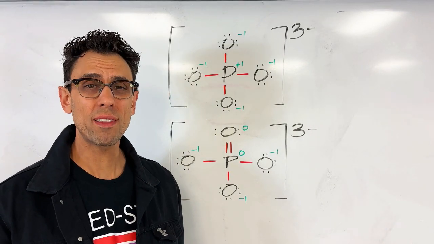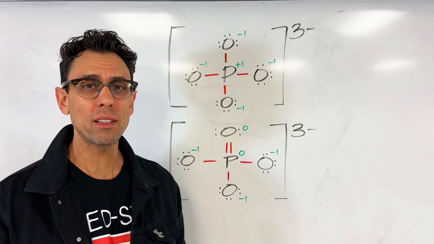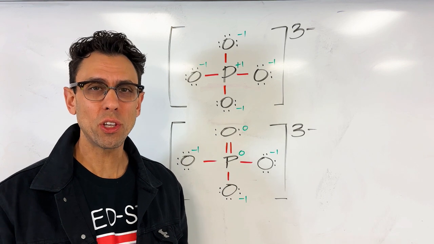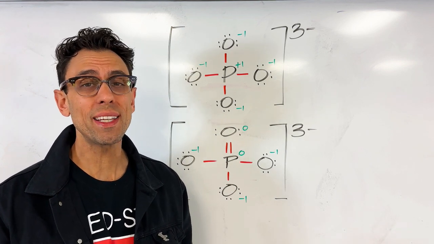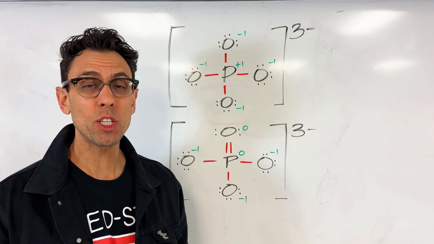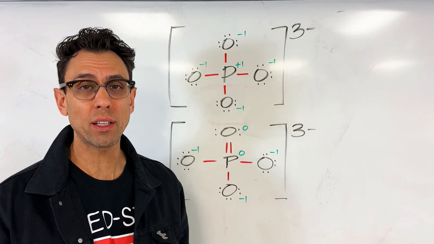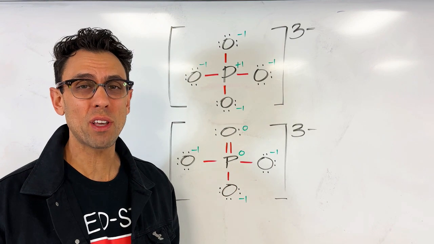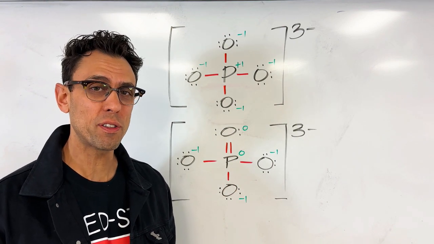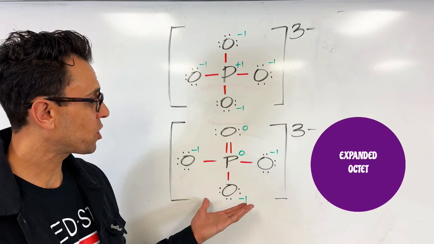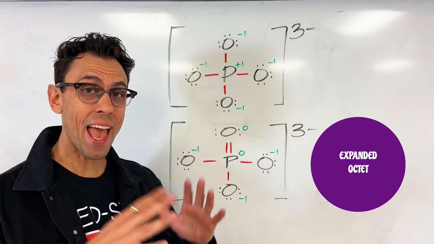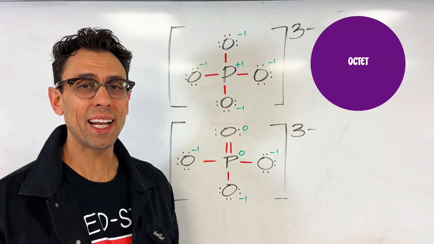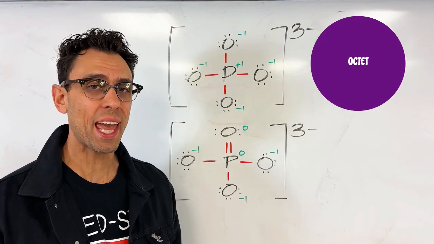I think the hardest thing about expanded octets, the question I hear most often is, I just don't know when to use one. When is it okay? When is it necessary? How do I know if an expanded octet is better than a regular octet? In order to help you understand that, I've drawn 2 options on the board for the Lewis structure for phosphate. One where it has an expanded octet, in this case 10 electrons around the phosphorus, and in the other picture you'll see that it has a more standard octet with only 8.